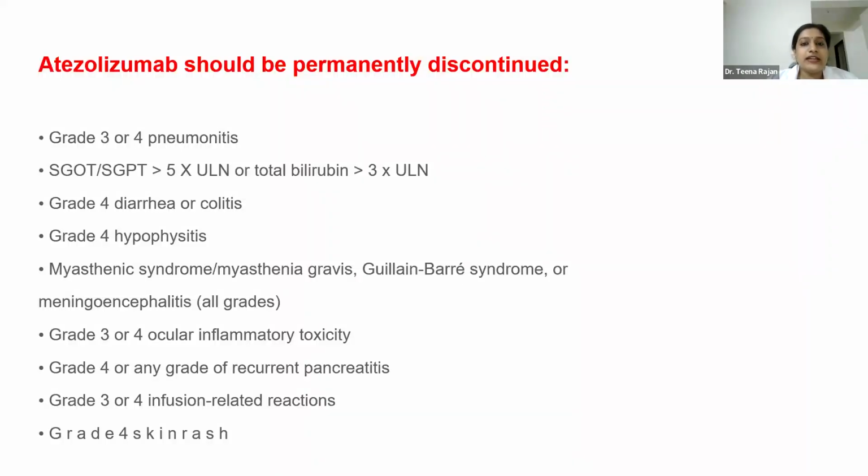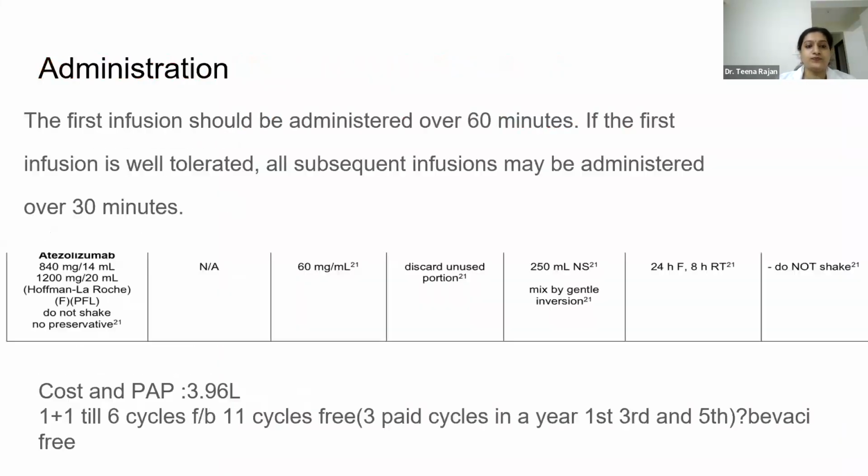And it should be permanently discontinued in grade 3 or 4 pneumonitis, grade 4 colitis, grade 4 hypophysitis, any grade of neurological side effects like myasthenia gravis, Guillain-Barré, or meningoencephalitis, any grade 3 or 4 ocular toxicity, any grade of recurrent pancreatitis or a grade 4 pancreatitis, grade 3 or 4 infusion reactions, and also skin rashes of grade 4. It usually comes as a 1200 milligram vial, and it is reconstituted and given in 250 ml of NS.